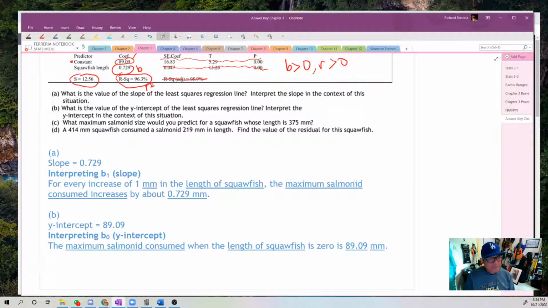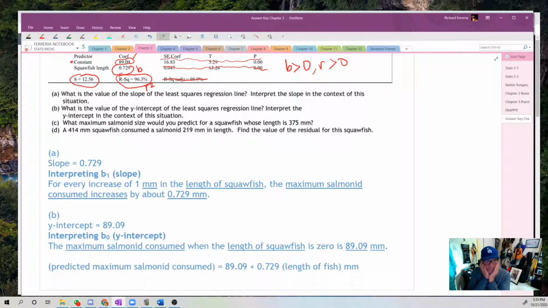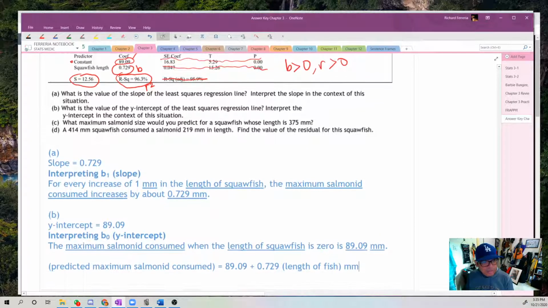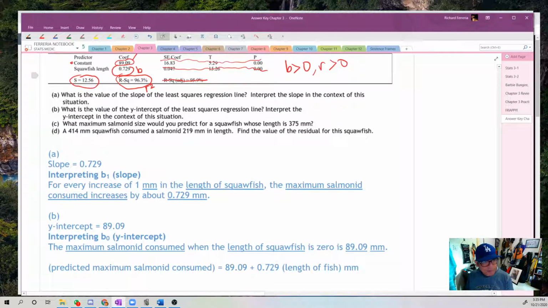What's the maximum salmonid you would predict for a squawfish whose length is 375 millimeters? We've done this a few times already. Start off first with the LSRL equation. We have the predicted maximum salmonid consumed, which is, again, our context for the response variable, is 89.09. I showed you where to get that number for the value of the y-intercept, plus 0.729, which is the slope, multiplied by the length of the fish, millimeters.